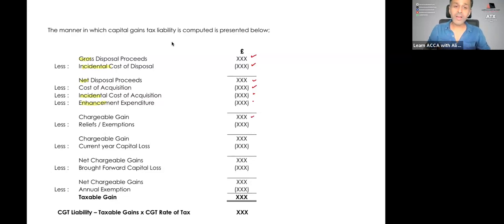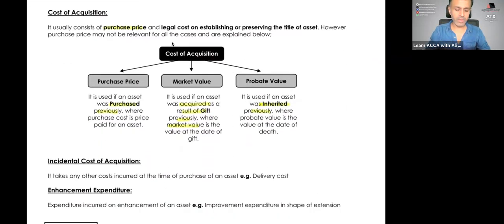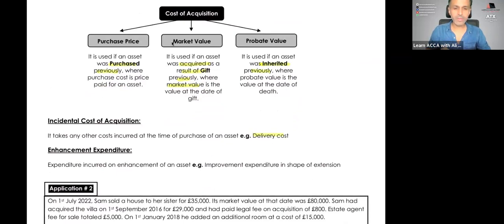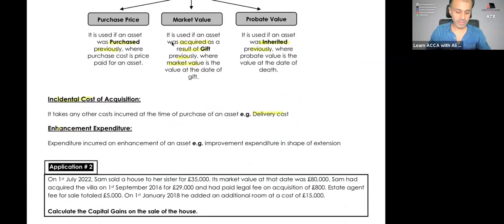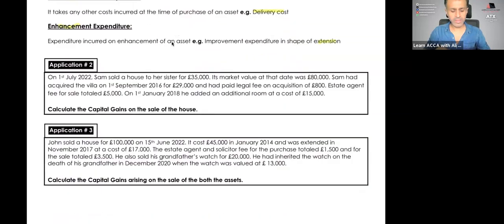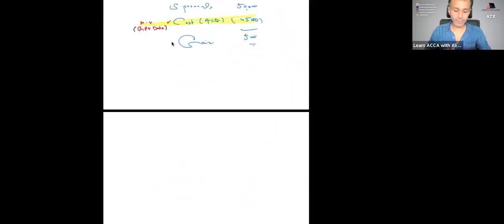So this is where we are, and we have been able to understand a basic way of computing the gain. And that all is written like delivery cost in regards to an acquisition of an asset, while enhancement expenditure could take an expenditure in the shape of extension, improvement, or enhancement. Let's do this second application quickly to cover what we have just understood.